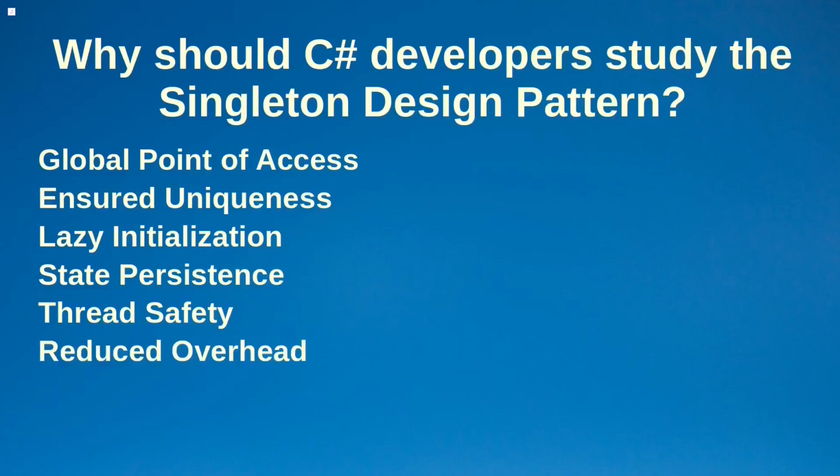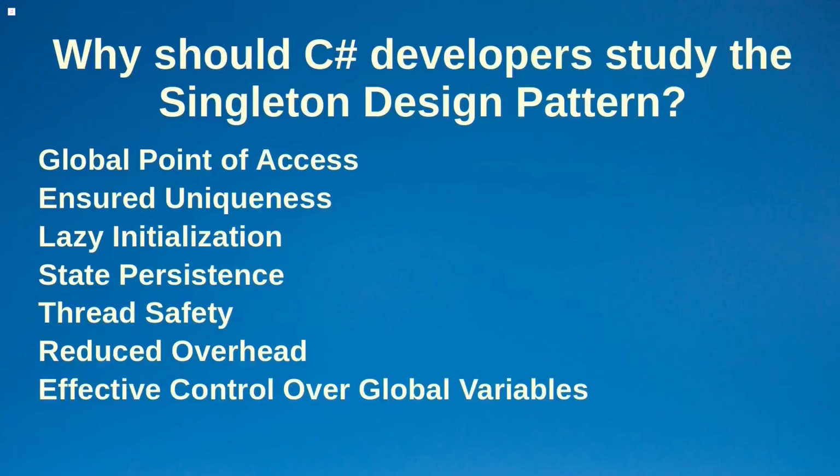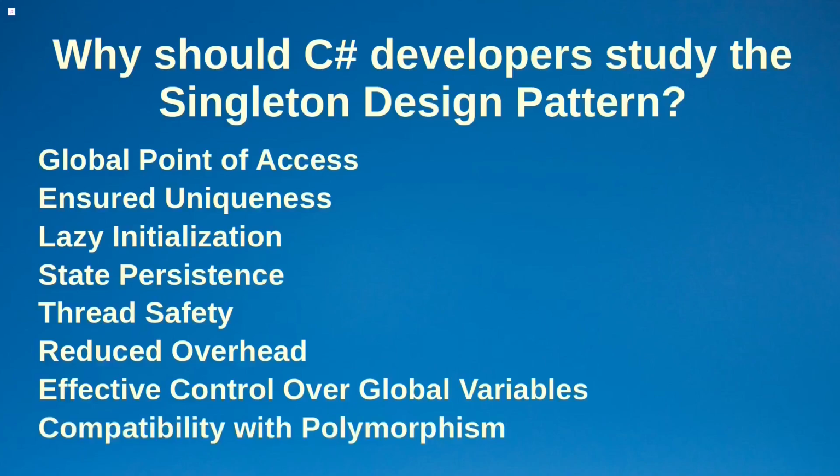Reduce overhead. When ensuring that only one instance of a class is created, you're saving memory and computational resources. This can lead to more efficient and streamlined applications. Effective control over global variables. Global variables in software can be problematic due to unrestricted access and potential for misuse. Singleton provides a controlled way to have global points without the typical pitfalls associated with global variables. Compatibility with polymorphism. The Singleton pattern is compatible with other OOP principles. For example, you can subclass a Singleton class, ensuring its benefits of polymorphism are not lost.